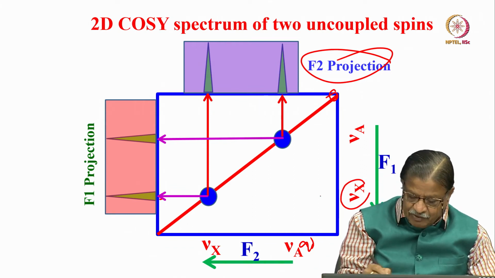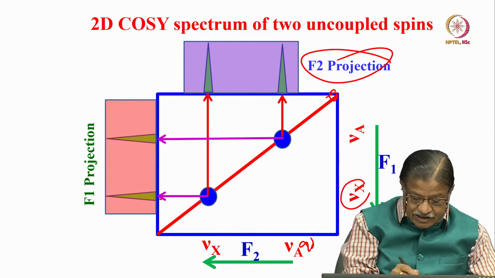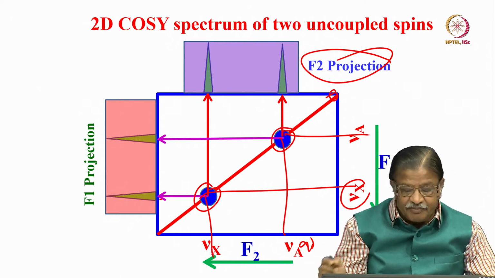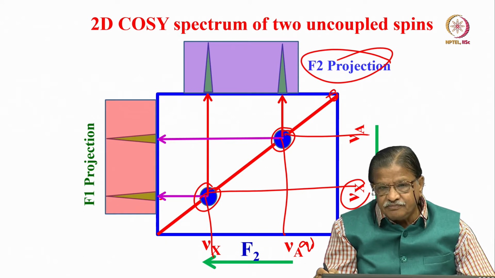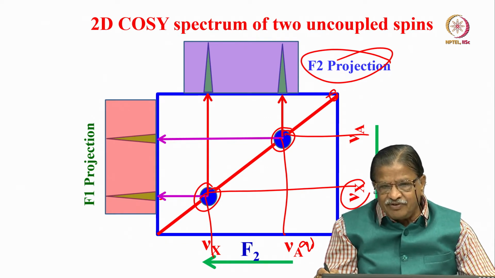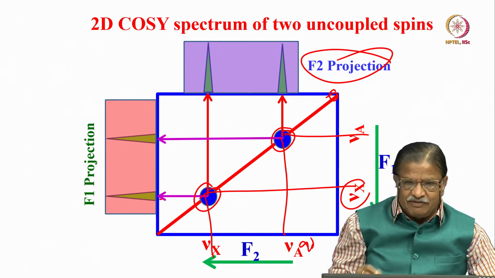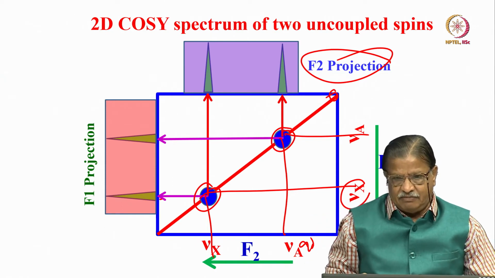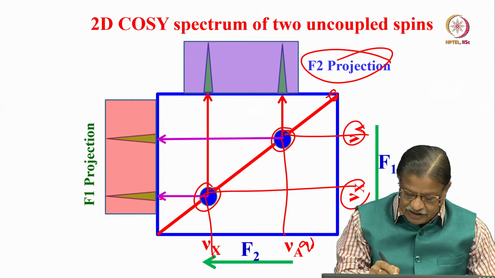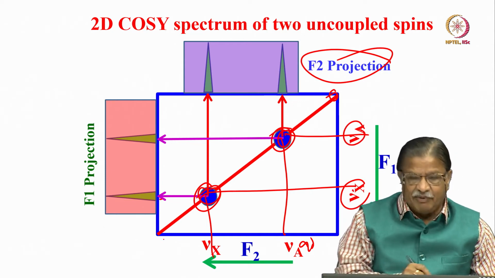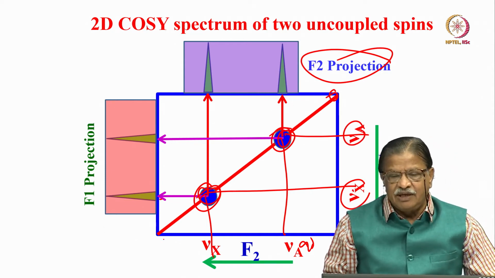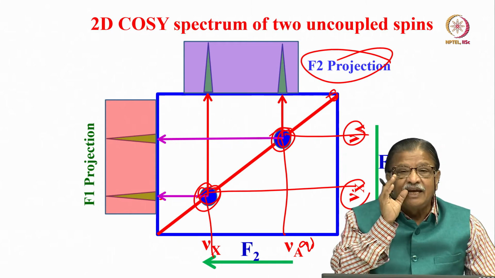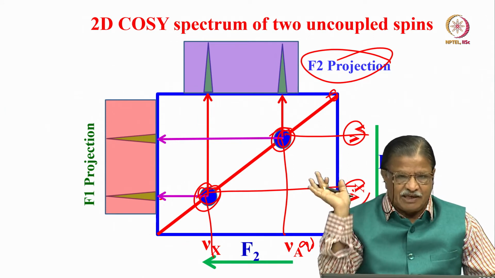Okay. This corresponds to nu X. This is nu X. It goes like this. This corresponds to nu A. This is also nu A. It goes like that. So if you measure the frequency of the diagonal peak, it corresponds to the chemical shift of the individual spins. For this peak, this is the chemical shift. For this peak, this is the chemical shift. For uncoupled spins which come on the diagonal, the frequency on the diagonal corresponds to their chemical shifts. Please understand this.